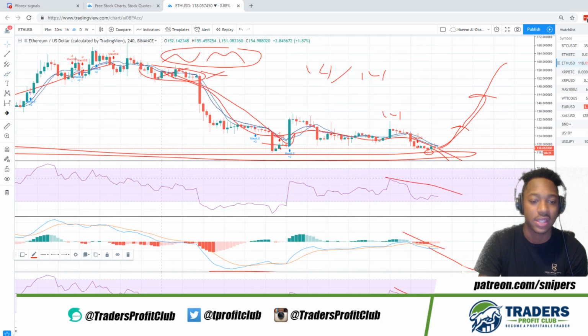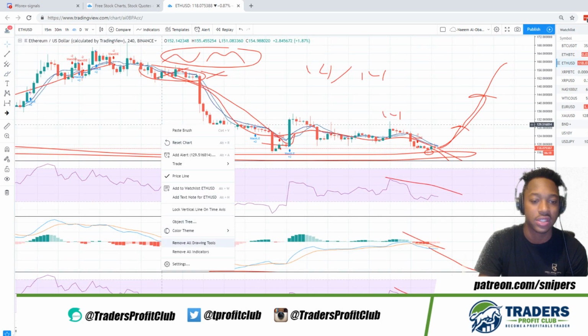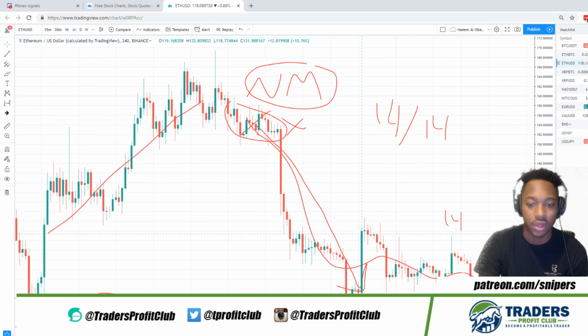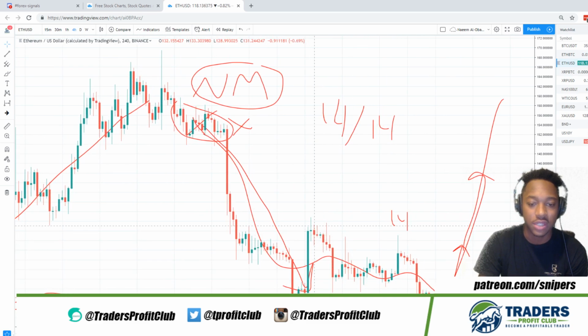I know that price definitely has certain areas where I'm just going to remove the indicators real fast for you guys. So I can see that price is already showing these lower lows. So this possibly could be a W formation.